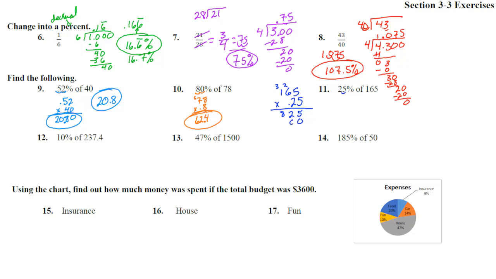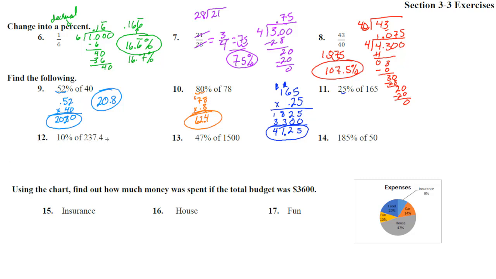2 times 5 is 10. Carry a 1. 2 times 6 is 12, plus 1 is 13. Carry a 1. 2 times 1 is 2, plus 1 is 3. So 5, 2, 11. Carry the 1, and that's a 4. 2 decimal places, 41.25. Good. Number 12.